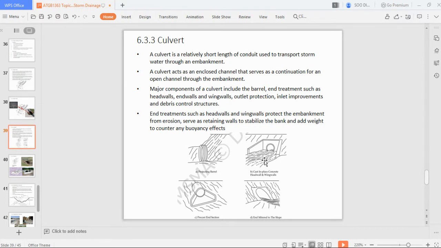So at the end of here, to transport a very large amount of stormwater, we have this culvert. A culvert is a major component lah, an outlet for a stormwater drainage system. So this is usually located at the end of a stormwater drainage system lah.